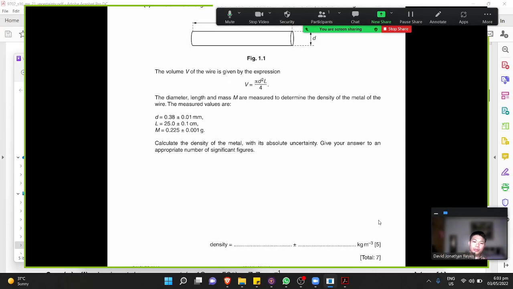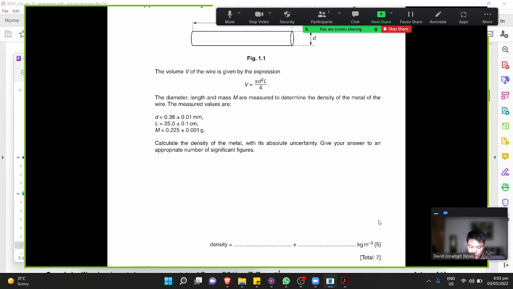Now we have a problem here where we try to find out the density of a metal wire, but this time it includes its absolute uncertainty. When we have a problem like this, we usually do it in two steps. The first one is we try to solve for solely just the density, so we solve using the density equation. Then afterwards, we deal with its absolute uncertainty.